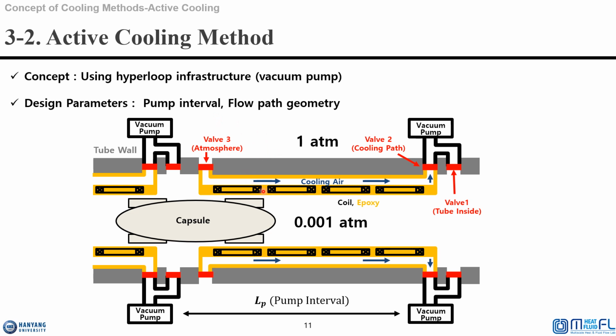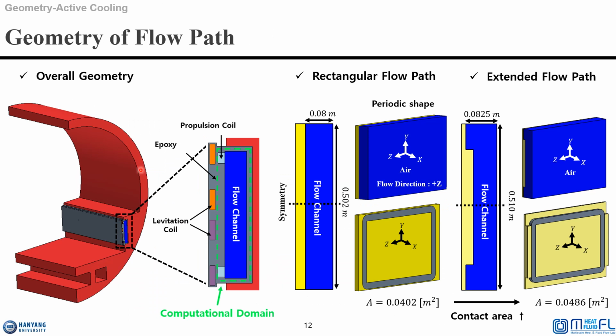We consider the installation interval of vacuum pump and the cooling passage shape as crucial design parameters. The cooling passage is positioned layer of the propulsion coil, facilitating convective cooling of the coil's layer section through fluid flow. To save computational cost, we consider the highlighted region and a periodic shape that covers one propulsion coil.